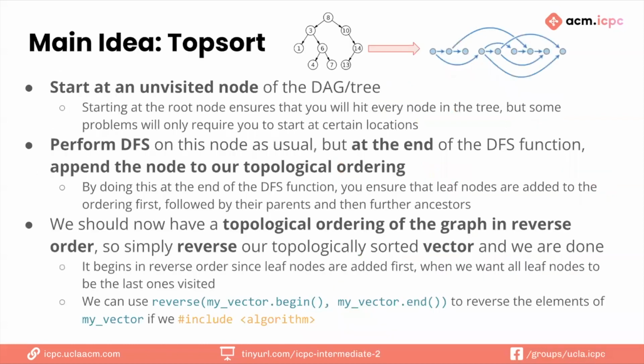All right, let me summarize this idea in a bit more detail. So we start at a certain node, at a given node of a DAG or a tree. Notice that we want to start from a node that has in degree 0. Can someone tell me why?